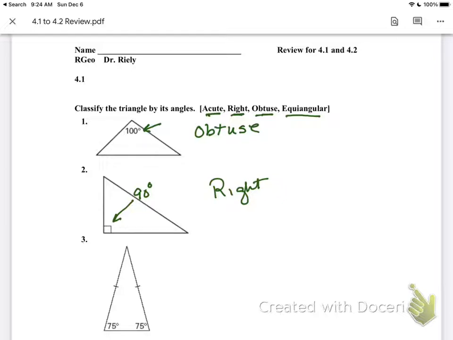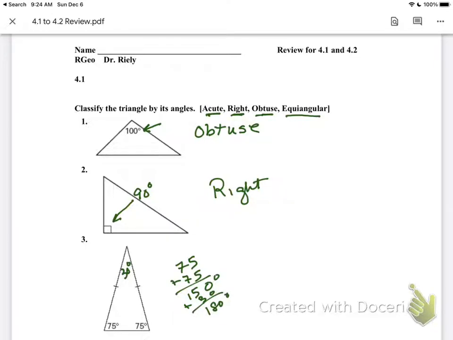So for one, we know that we have two angles that are given that are 75 degrees. Okay, so that makes up 75 plus 75 gives me 150. That means there must be 30 degrees left in the rest of the triangle, because every single triangle has to have exactly 180 degrees. No more, no less.